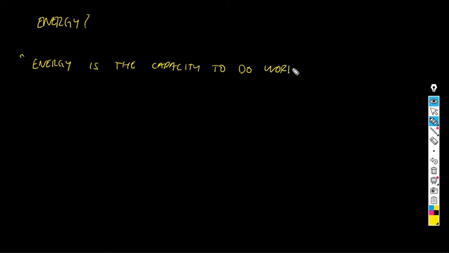So what is energy? Energy is defined as the following. Energy is the capacity to do work. It's a very simple definition, and I'm going to try to exemplify this definition in two ways.